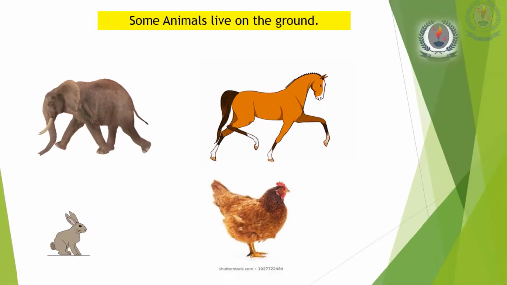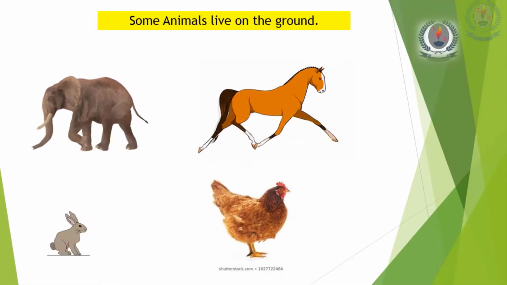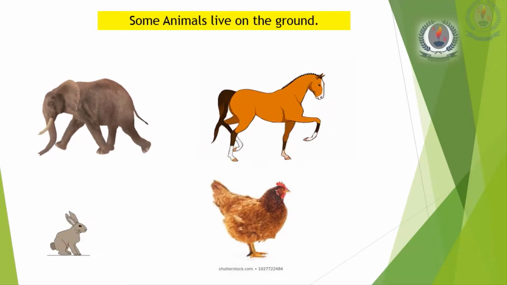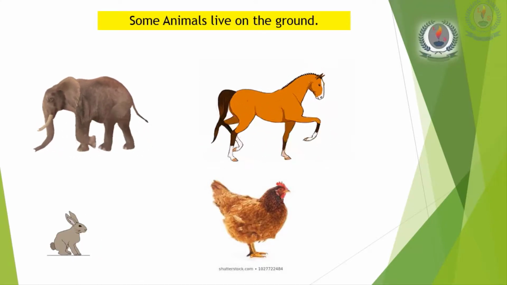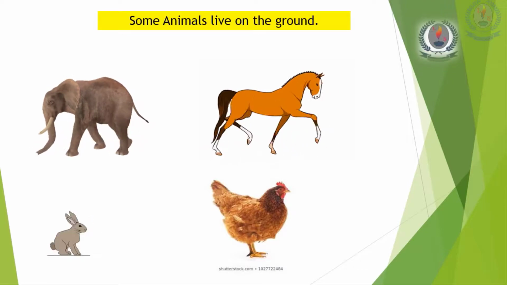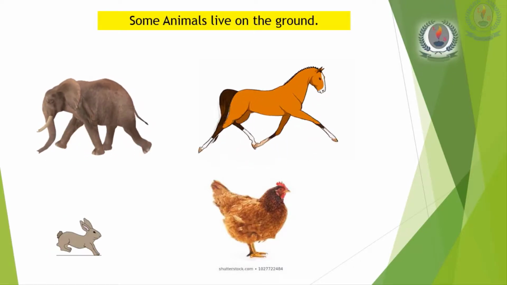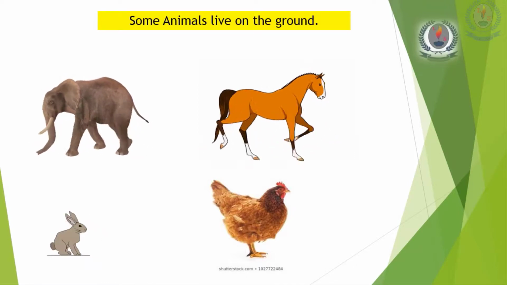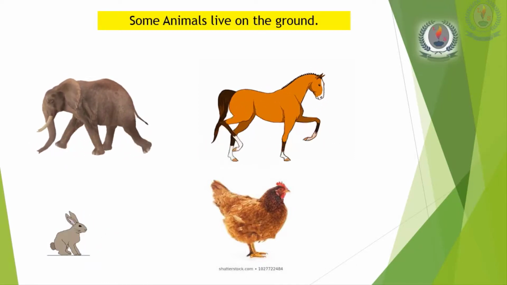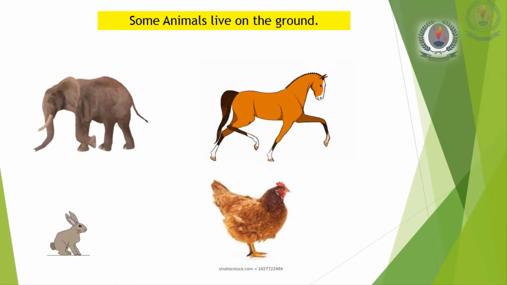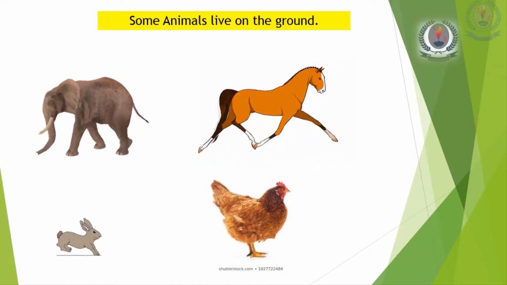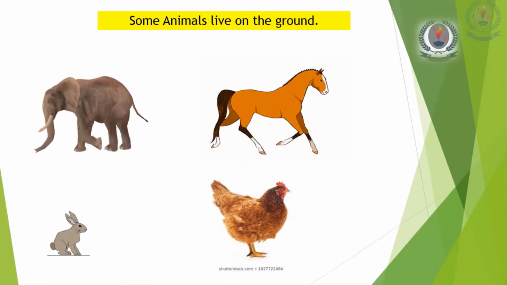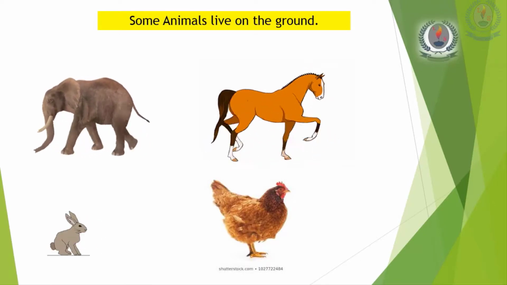Page number 53. Children, there are some animals, they live on the ground. First picture, you can see an elephant. Second picture, you can see a horse. Next picture, you can see a rabbit. And also you can see a chicken. These animals live on the ground.